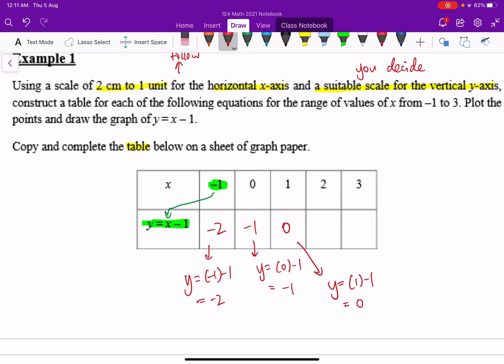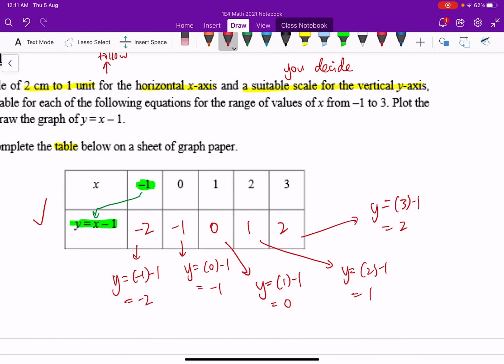Over here you get 0, and here you get 1. As for the last, you get 2. Okay, so now I'm done with the first step. I can fill in the table with the x and the y. Next, I need to draw it on a Cartesian plane using the appropriate scale.